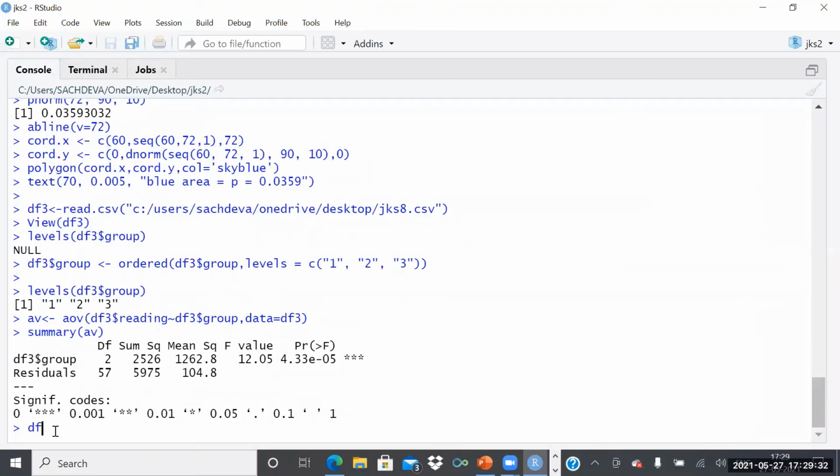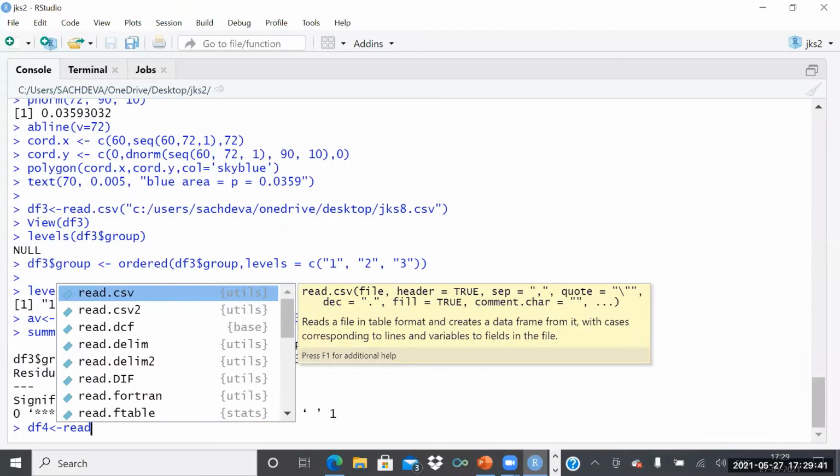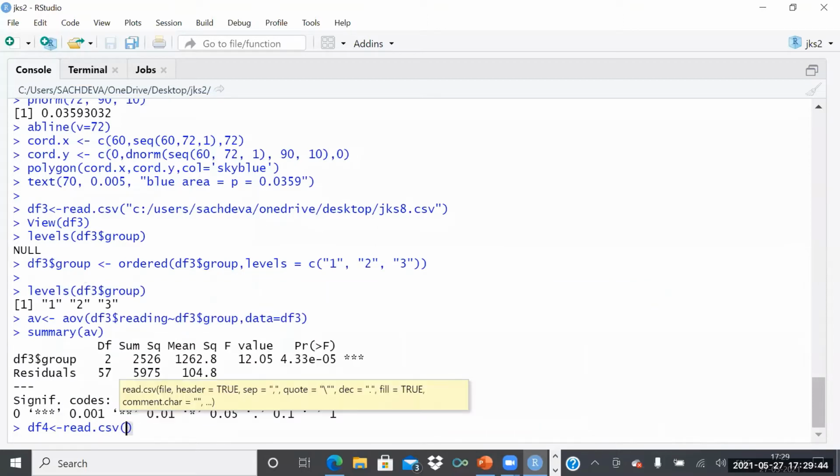I will say DF4, and then read.csv, inverted commas begin, C:, users, Sachdeva, my file, OneDrive, desktop, demand.csv. This is the file I have created.